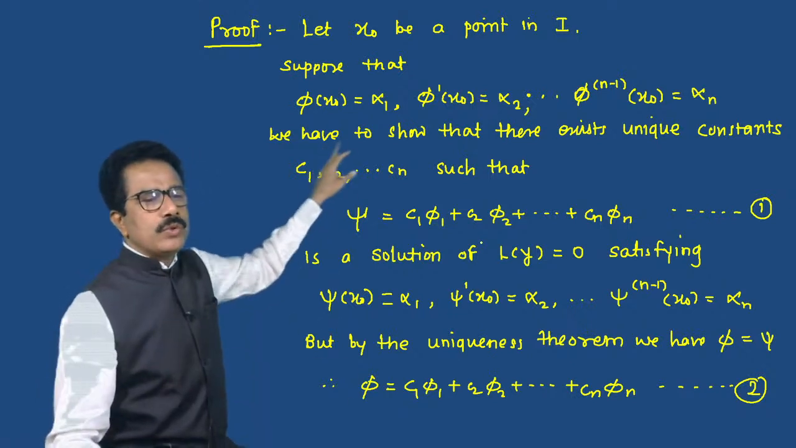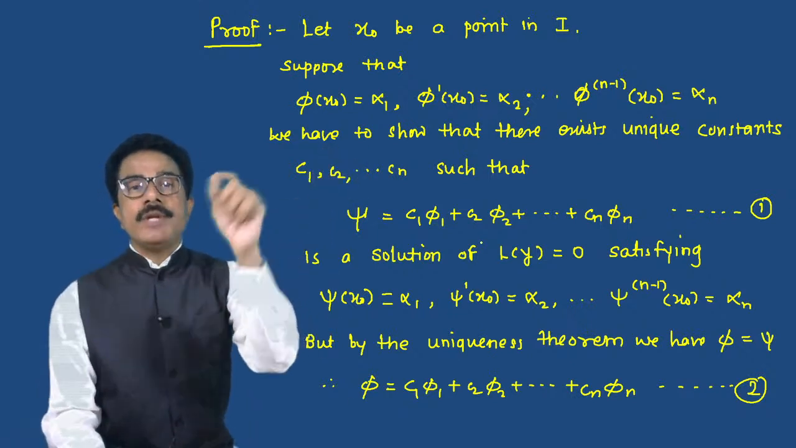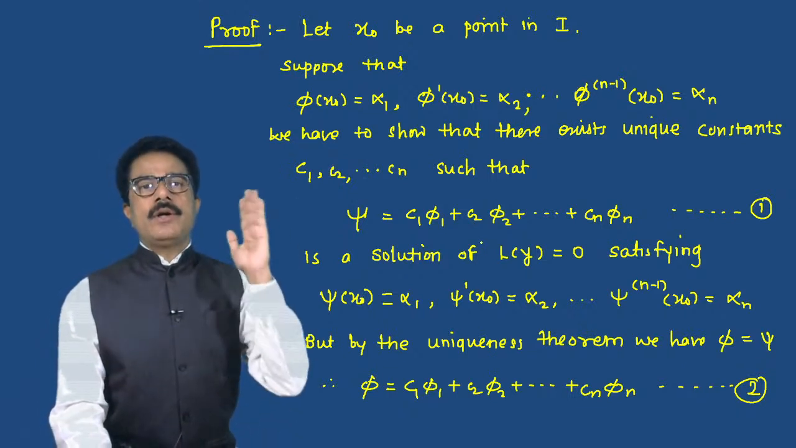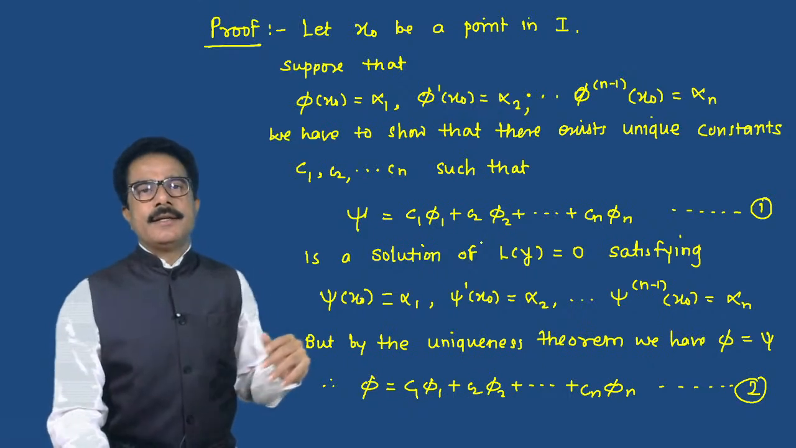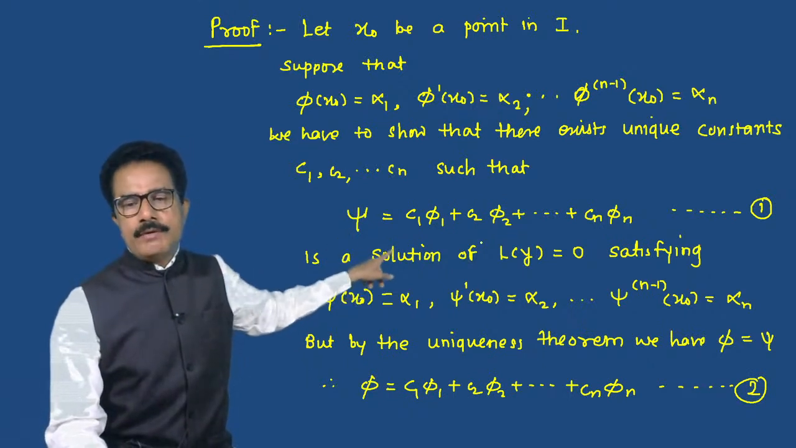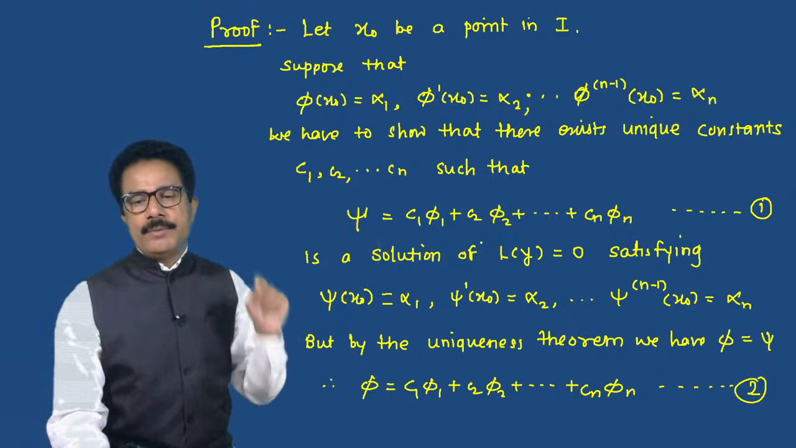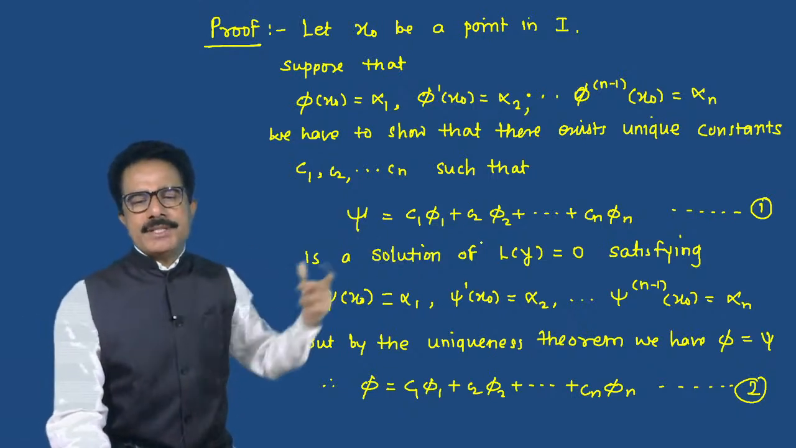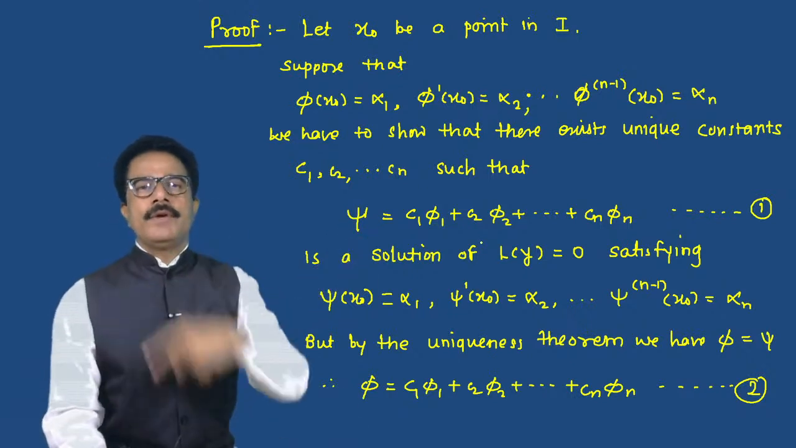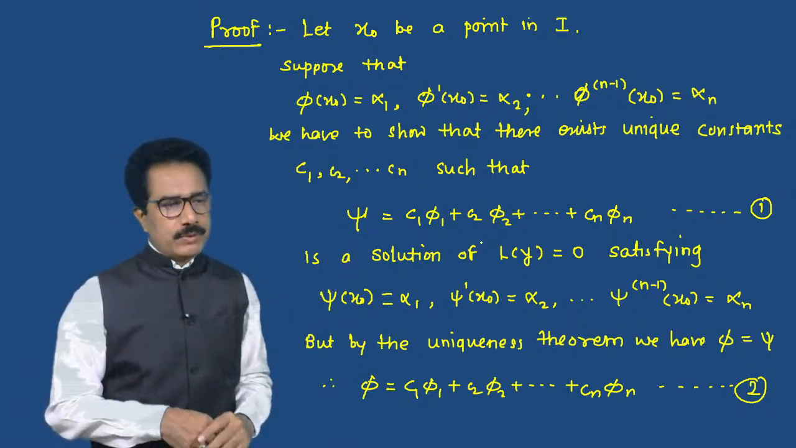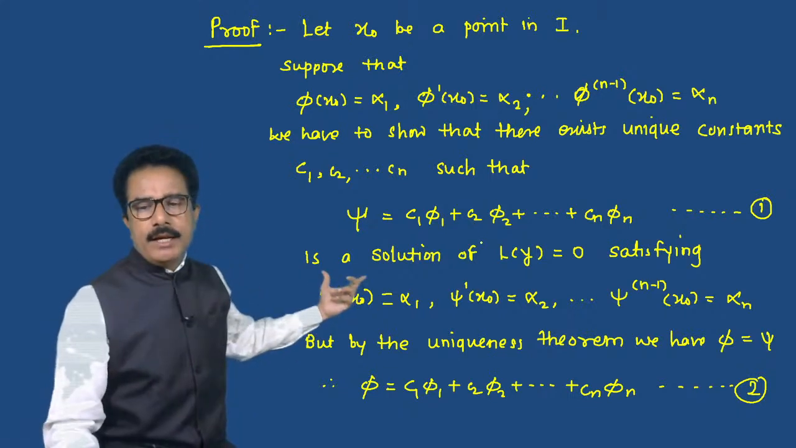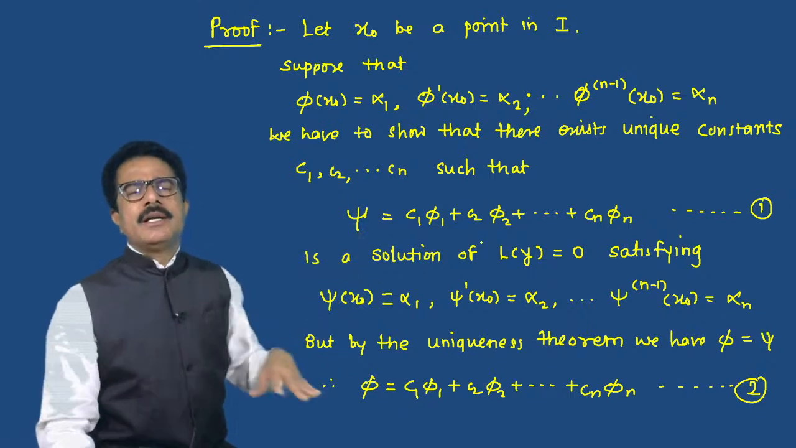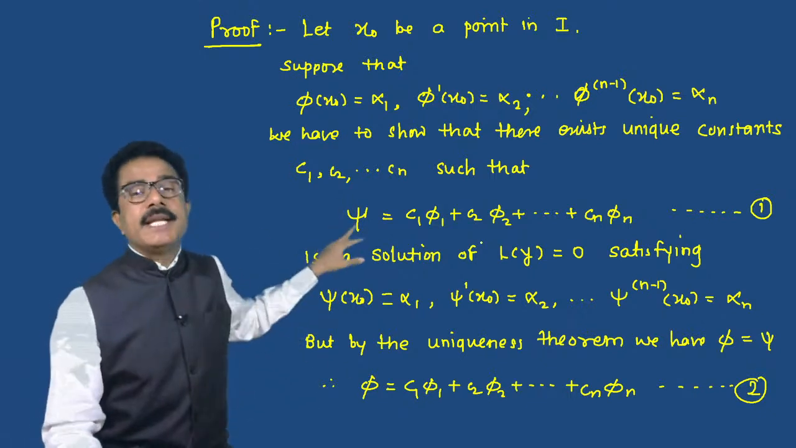Now we have to show that there exist unique constants C1, C2, C3 ... Cn such that psi is equal to C1 phi 1 plus C2 phi 2 plus ... Cn phi n. Equation number 1. That means this will be a solution of L of y equal to 0. You know that you have solved a lot of problems regarding this.